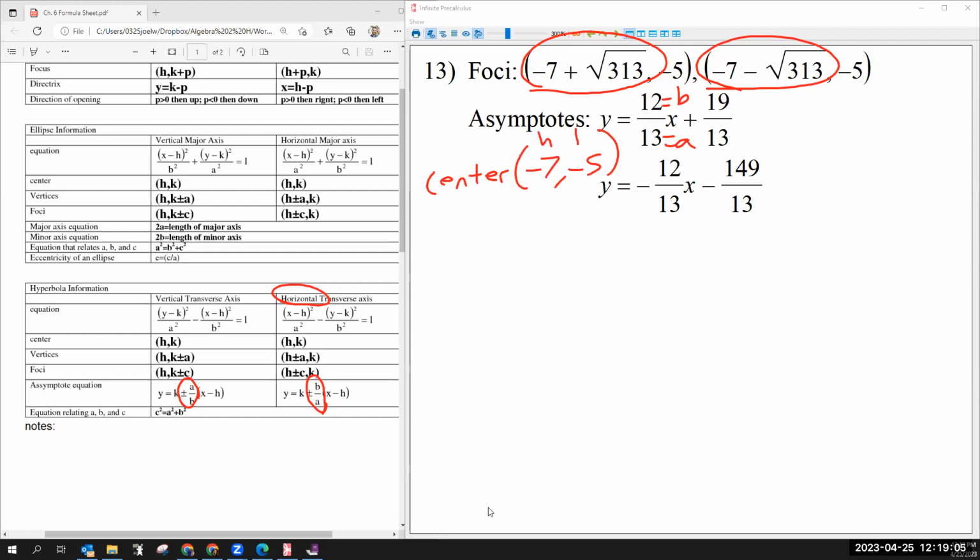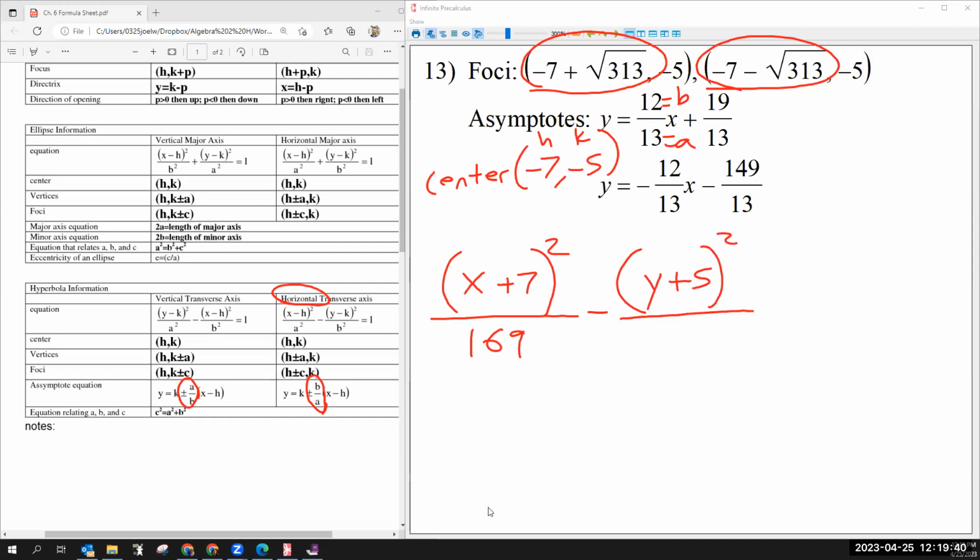That's my H, that's my K. So I know H and K, and I know A and B, right? Isn't that everything I need? Yeah. So we know it's horizontal, so the X is going to come first. X what? Plus 7 over A squared always comes first. I know A is 13, so minus Y and then B squared would be, and there we go.